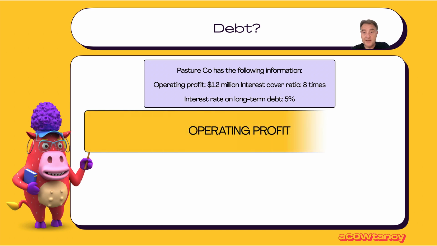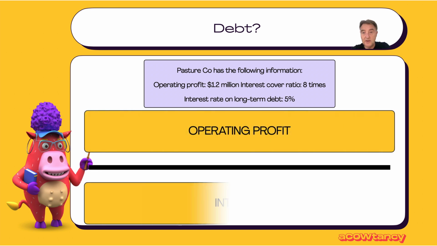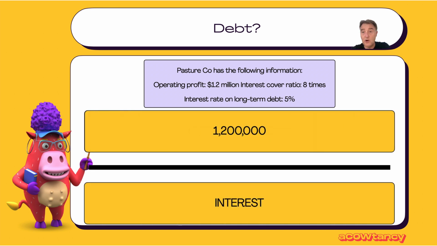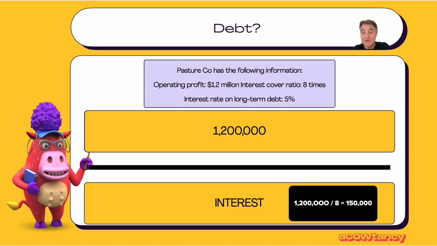So we put in the figures that we know. So we know interest cover is 8 times. We know operating profit is 1.2 million. So 1.2 million divided by 8, interest is 150,000.